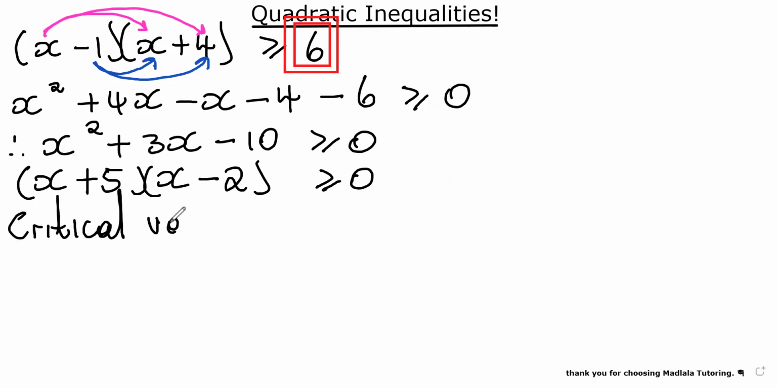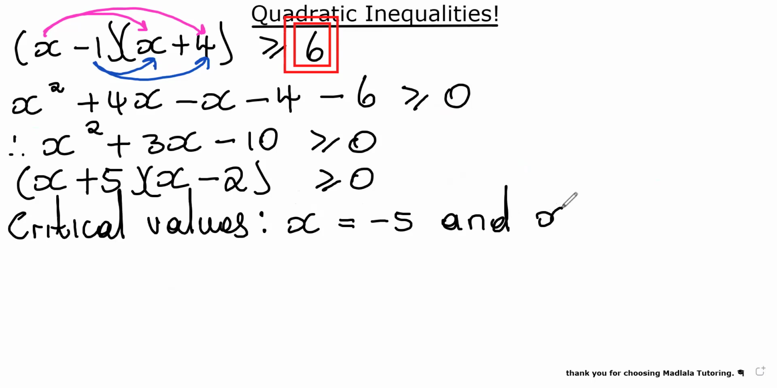And now it's time to state the critical values. Well, that's going to be negative 5, and you don't say, oh, it's and positive 2, because as I told you, x-intercepts are negative 5 and positive 2. All right? So now it's time for us to state the solution.